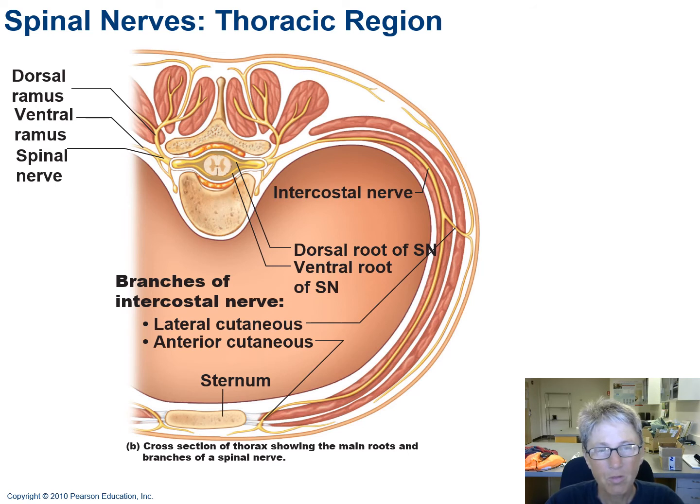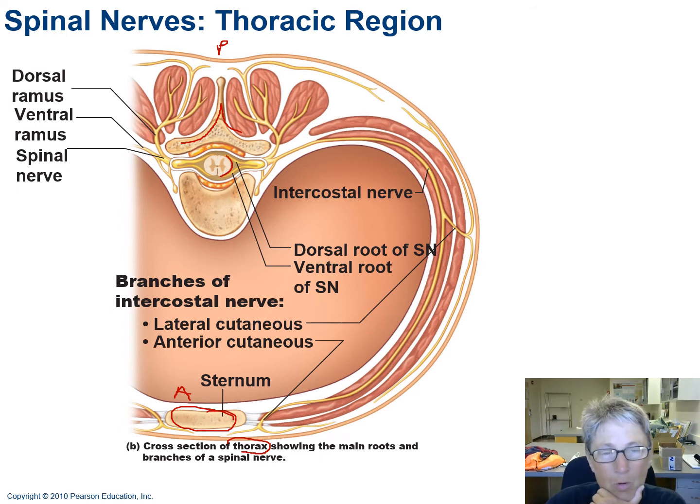So this is a cross section of the thorax, showing the main roots and branches of a spinal nerve. So let's get our bearings. This is the sternum. So this would be anterior this way, and then back here would be posterior. Here's a vertebra. Here's a vertebra too that's cut.